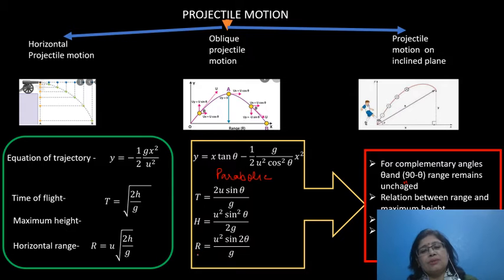And range, what is the equation of range? That is u square sin 2 theta upon g. Range is the maximum distance covered in the horizontal or x direction. From these equations we have concluded that for complementary angles theta and 90 minus theta, range remains unchanged. The relation between range and maximum height is R equals 4H cot theta. And at which angle is range maximum? At 45 degrees the range is maximum.